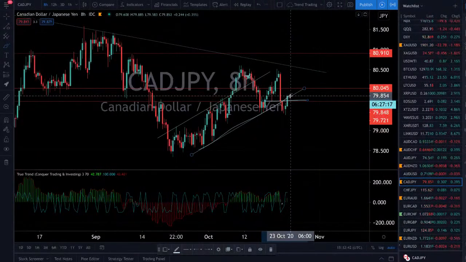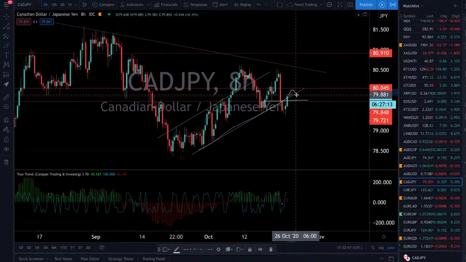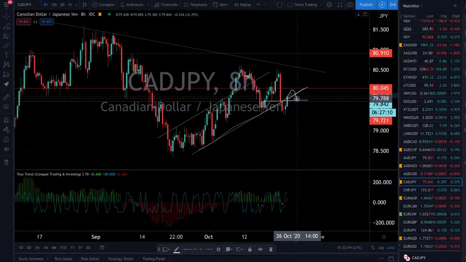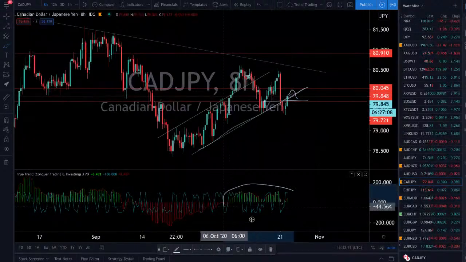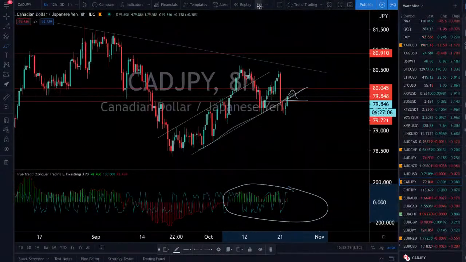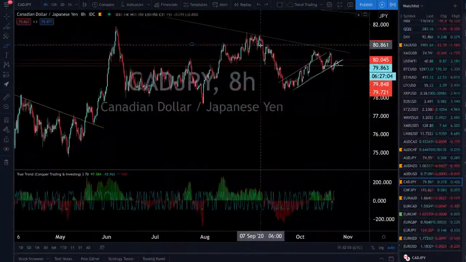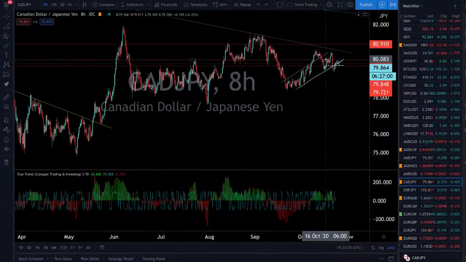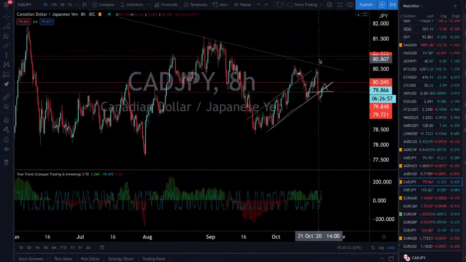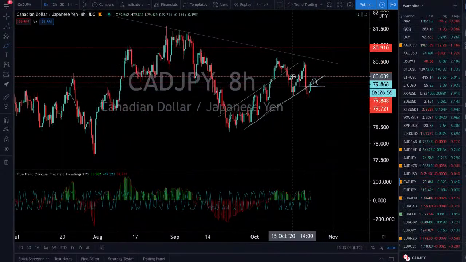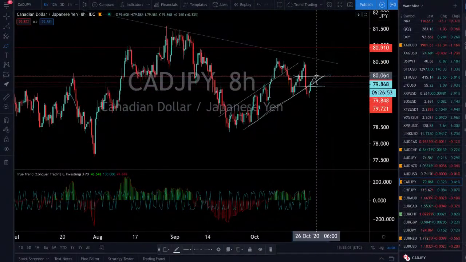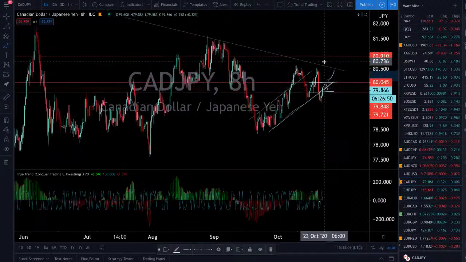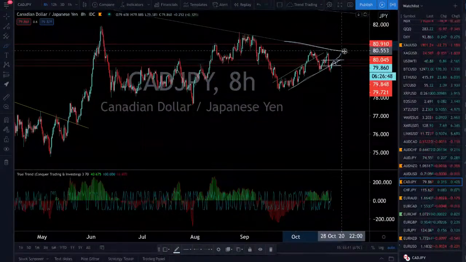Now, we could also come up even higher into this area, and then breaking back below that trend line would also be a sell signal for me. I don't care that the true trend is positive here. I'm not looking at that. Am I looking to buy? I'm not looking to buy over here. I'm only looking at the sell side. I think we have to get back above this resistance over here. I would not personally be looking to buy until we broke above that trend line.